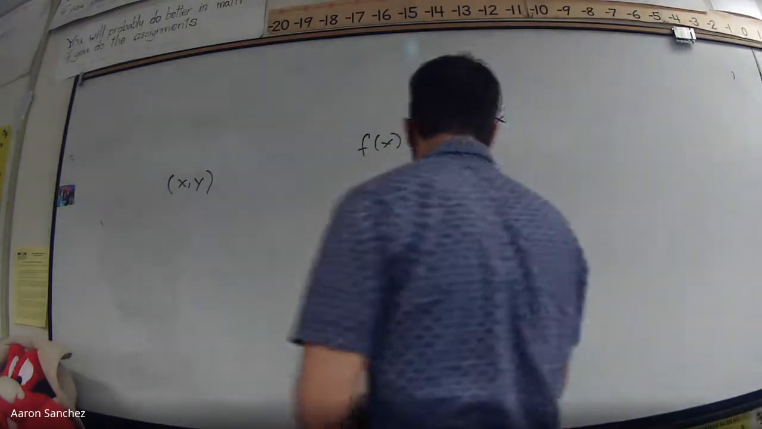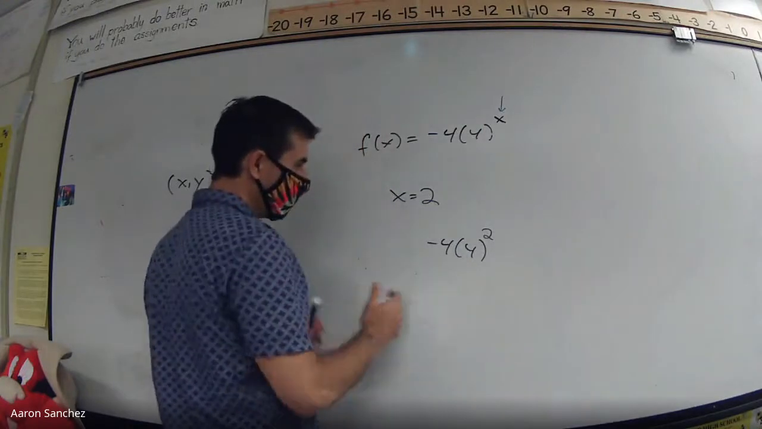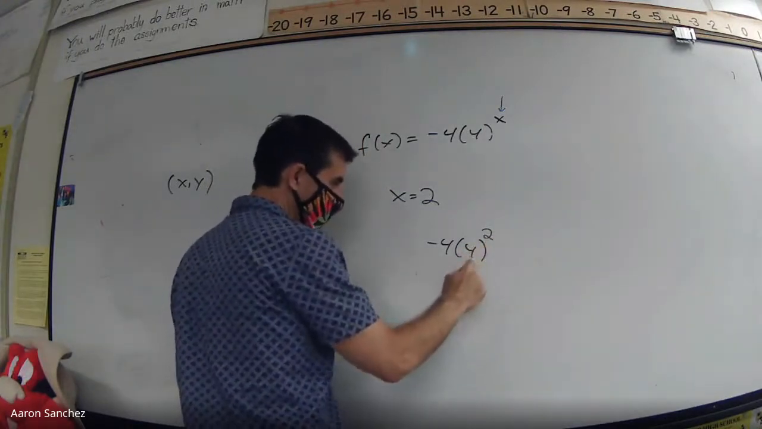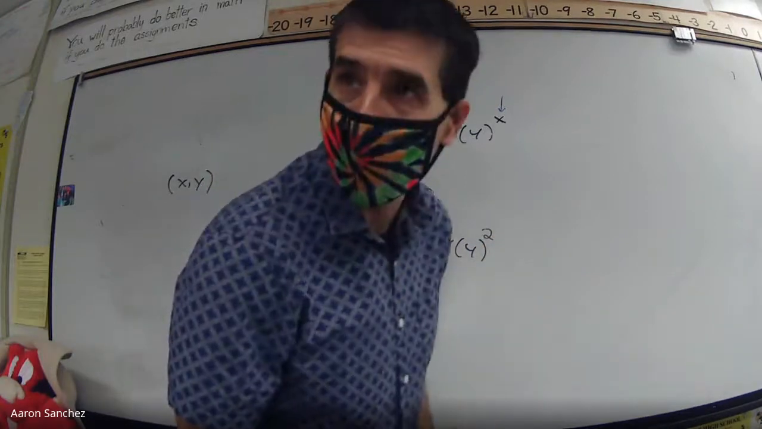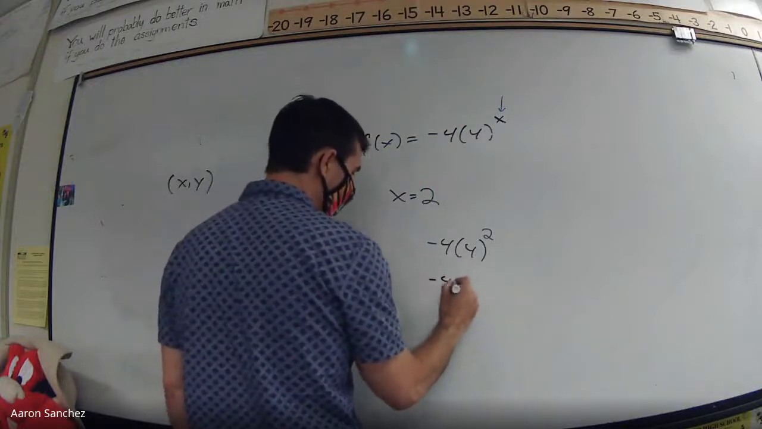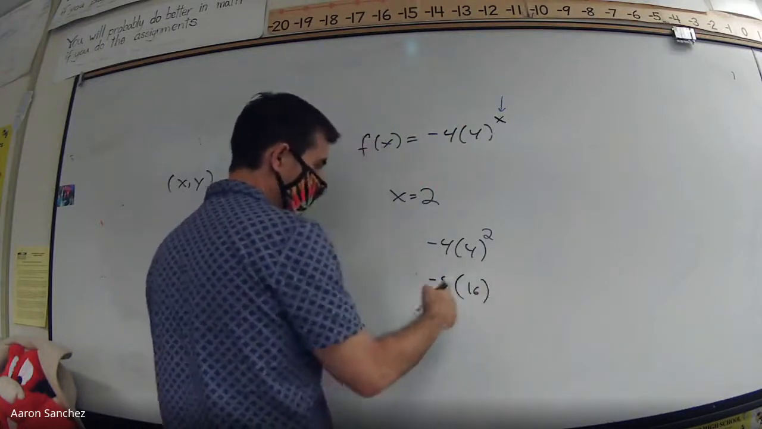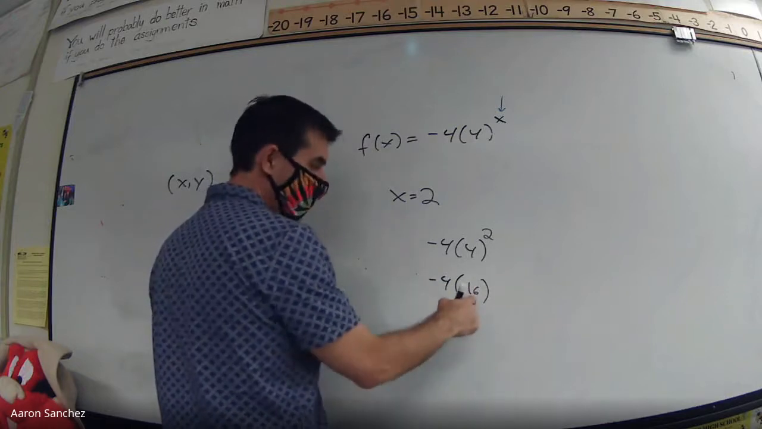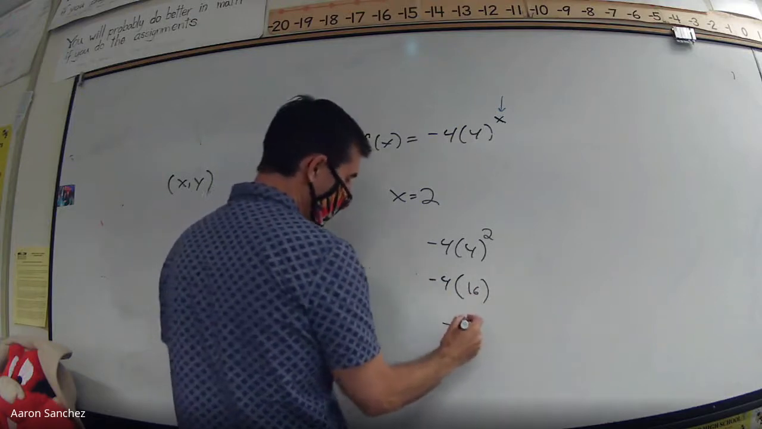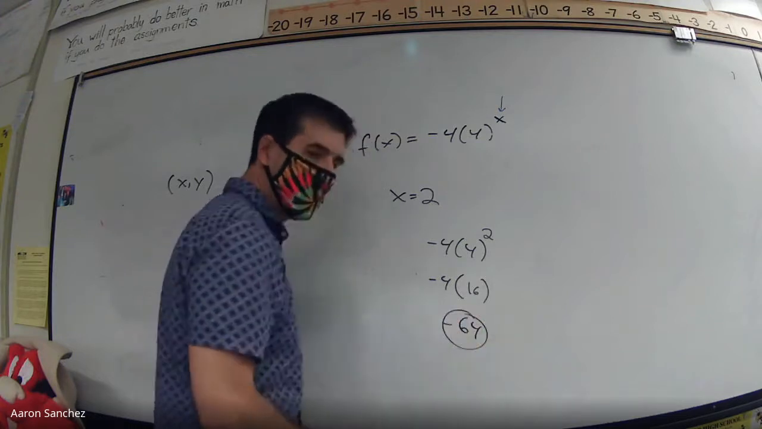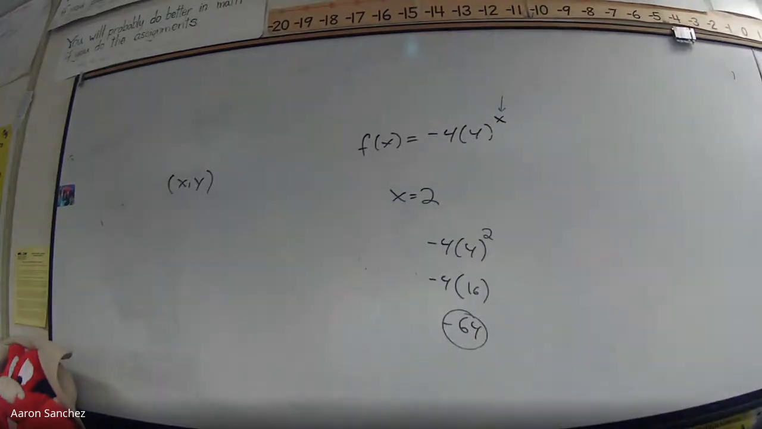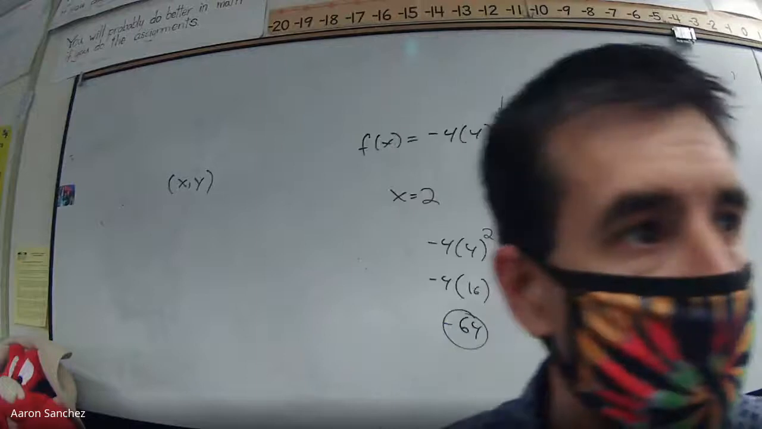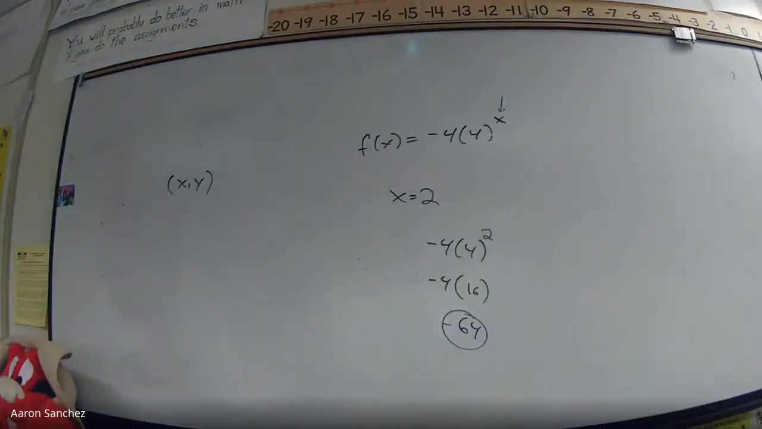Order of operations, right? PEMDAS says I have to do my exponent first. 4 raised to the second power is 16. 4 times 4, right? So I say negative 4 times 16. Now I can multiply these. Remember, negative times a positive, my answer is going to be negative. Negative 4 times 16 is negative 64. And that's all you have to do. Your answer is negative 64. Make sure you do the exponent first. We have a test tomorrow. I don't know if you guys are learning anything right now.